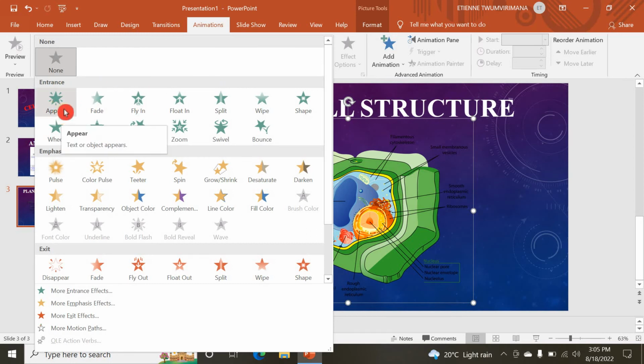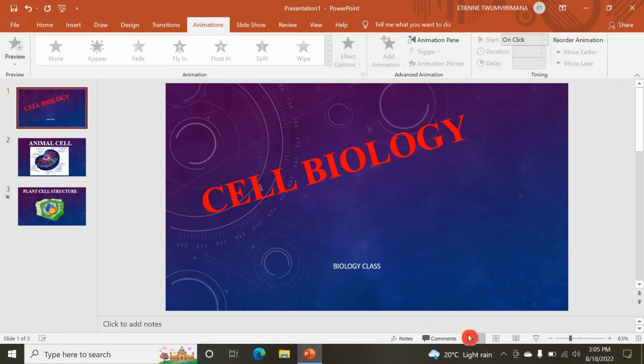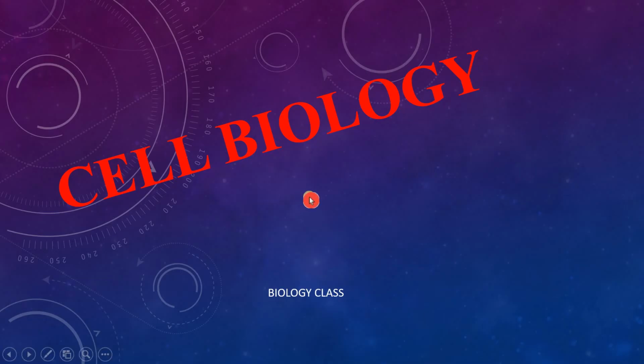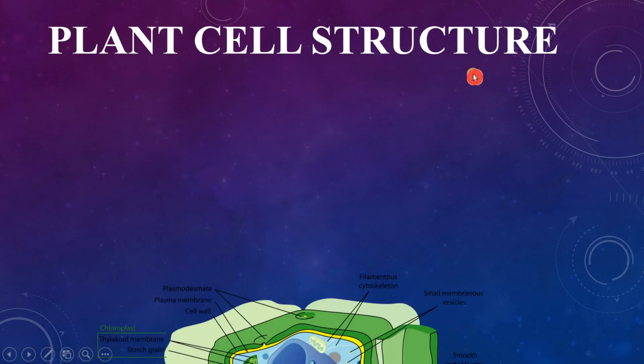You can see I can go to appear. Maybe you have different pictures that I want to animate in a different way. You can use a different animation. You can use flying. You can see how it comes in during the presentation. Once I go to slideshow and present, you can see there is only the title now, but once I go to next again, my picture is coming.